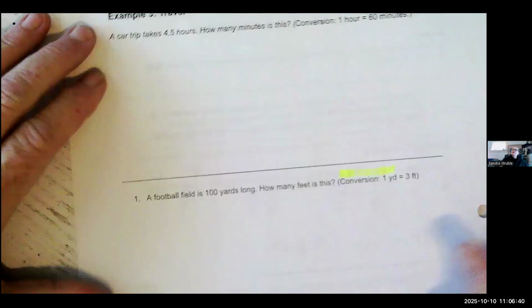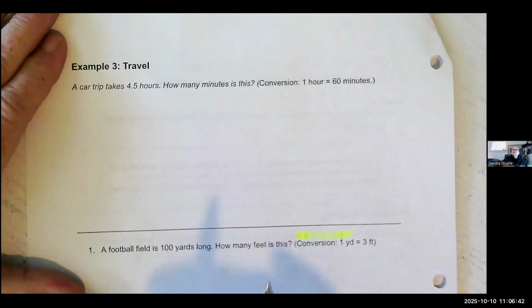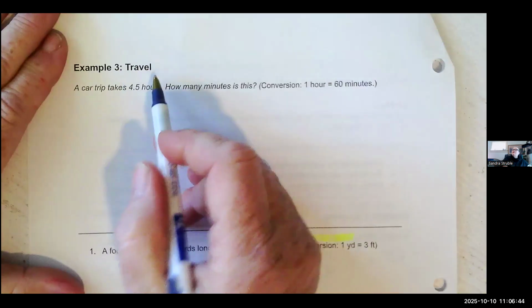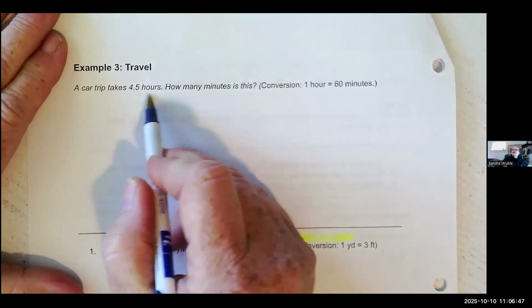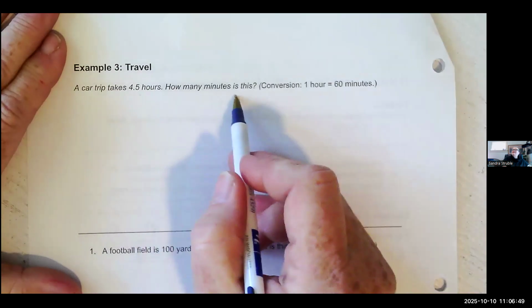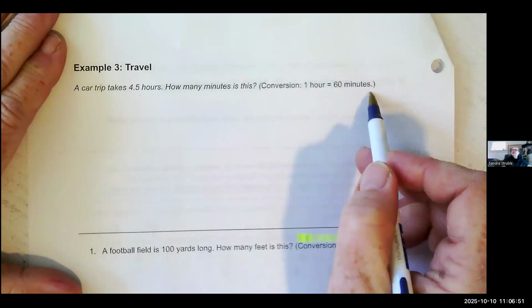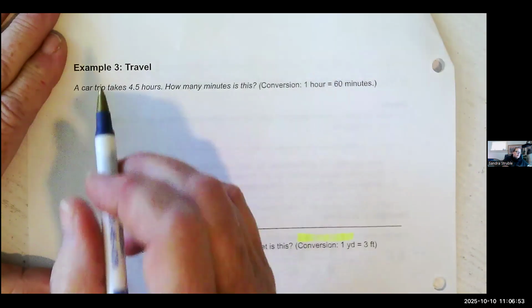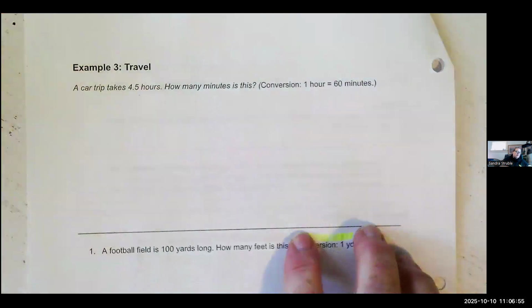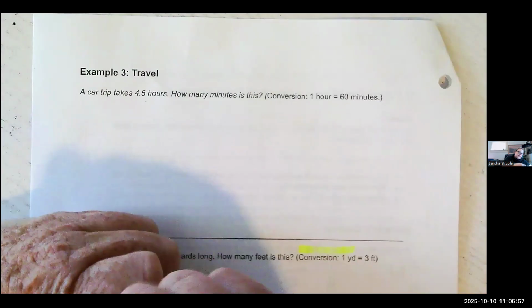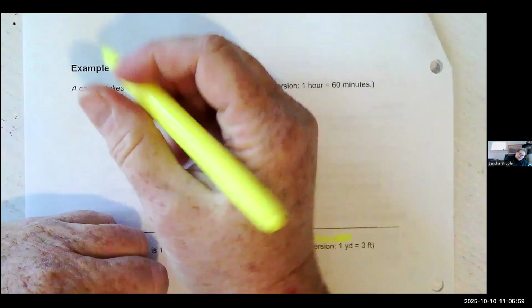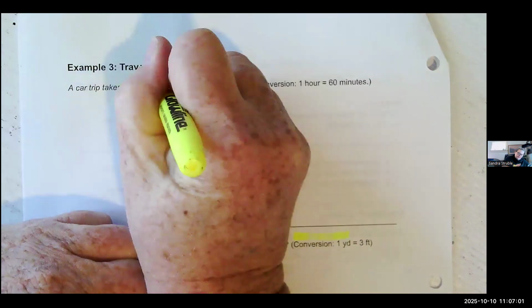Okay. If you're going through this and you find you have questions, please write them on the notes so that you can ask me. Next one has to do with travel. A car trip takes 4.5 hours. How many minutes is this? We've got a conversion over here. Again, start with what you're given. Pause the video, attempt this one yourself, and come back to see how you did. We're starting with 4.5 hours.